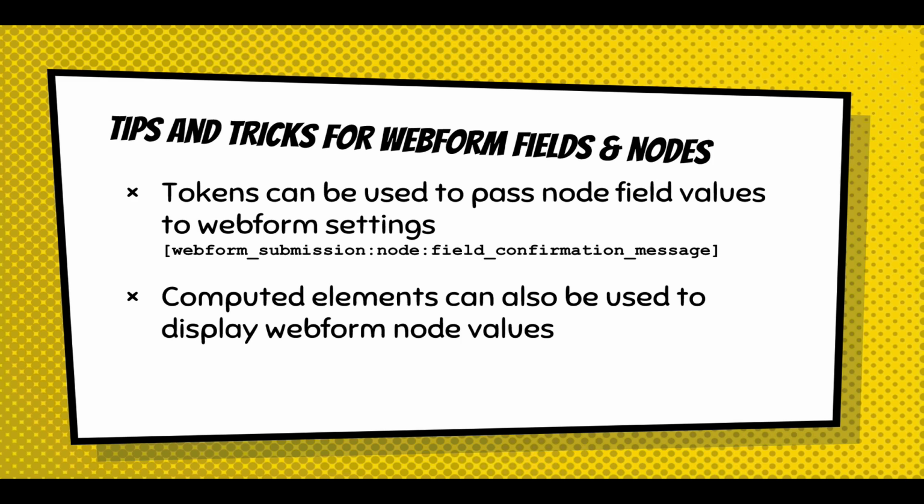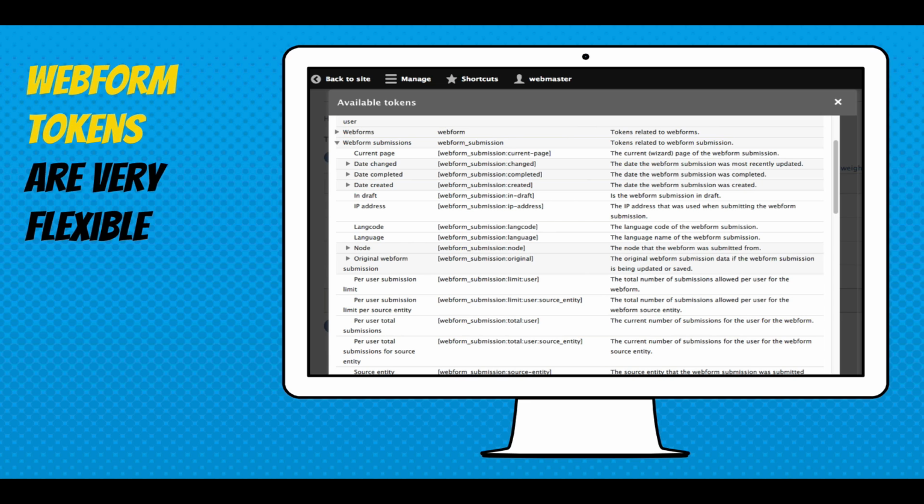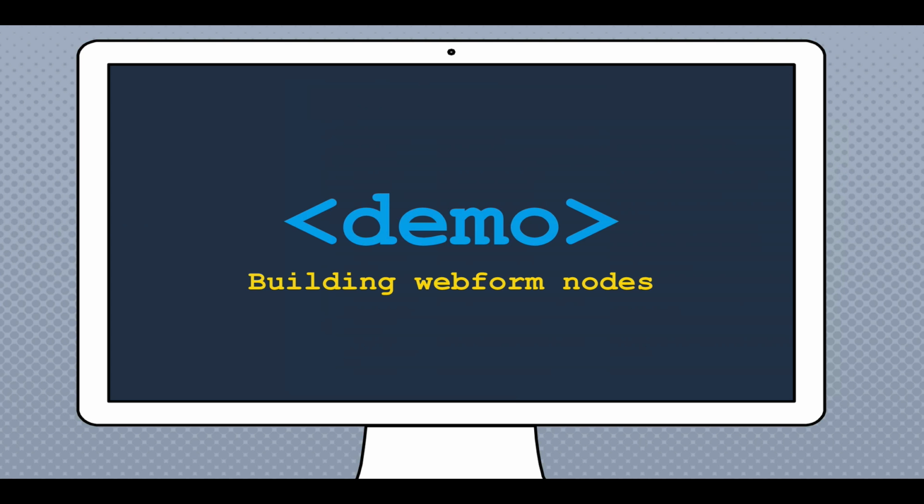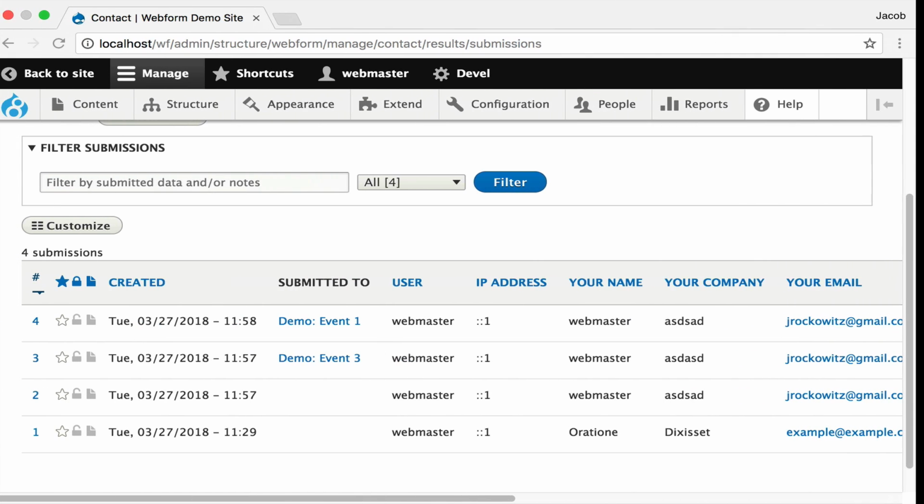And I didn't get into computed elements, but they're really useful for displaying values on a form. And you can quickly pull tokens, and you can even have Twig support, so you can have conditional logic for how computed elements work. And tokens are just so flexible and important. You can basically grab any piece of data related to your web form and display it, including formatting values in different ways. So we're going to really just talk about Webform nodes for a quick second.